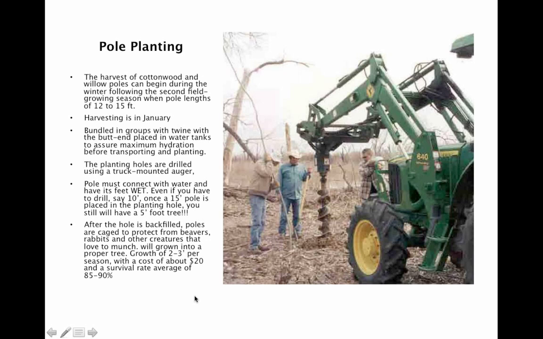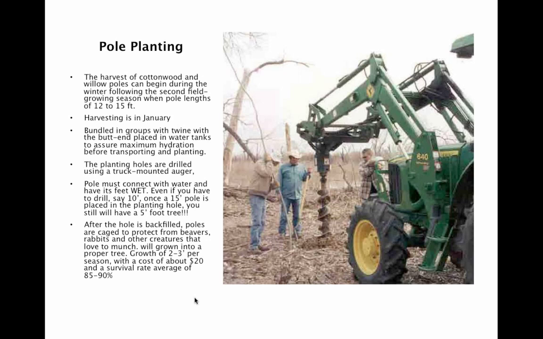The planting holes are drilled using, like I mentioned, this truck-mounted auger deep enough to hit the water. And the key here is actually to make sure that there is water in that hole, because once that pole is placed in the hole, what we call the feet have to be wet. In fact, they have to be sitting in wet soil, really wet soil. And, you know, you have this 10, 15 foot pole. So even if you have to drill down 5, 6 feet, once it's backfilled and the wires put on, you still have a 5 to 8 foot tree sticking out of the top.